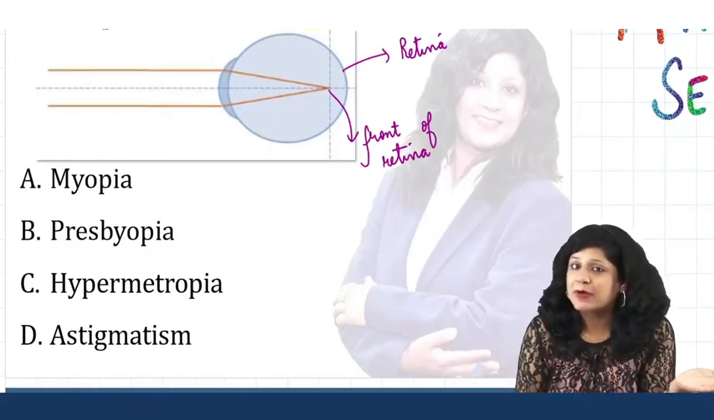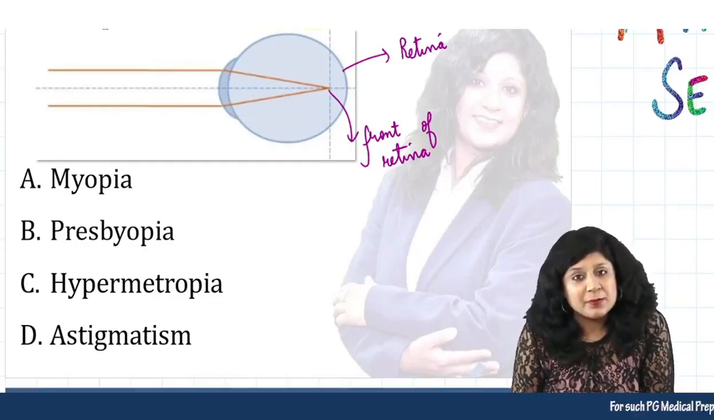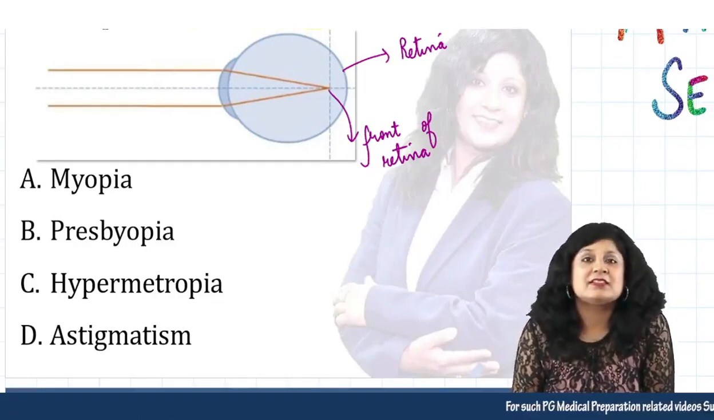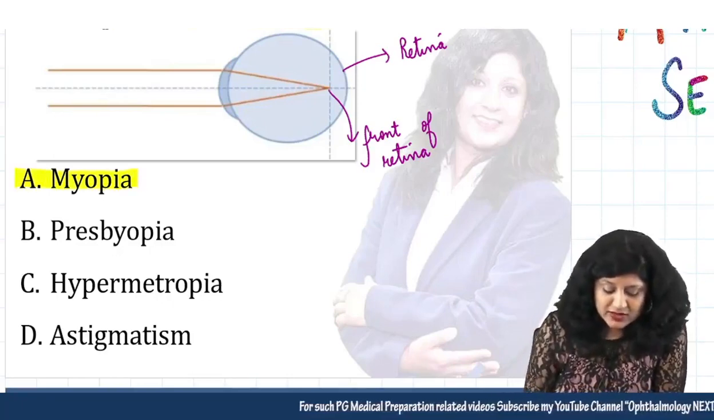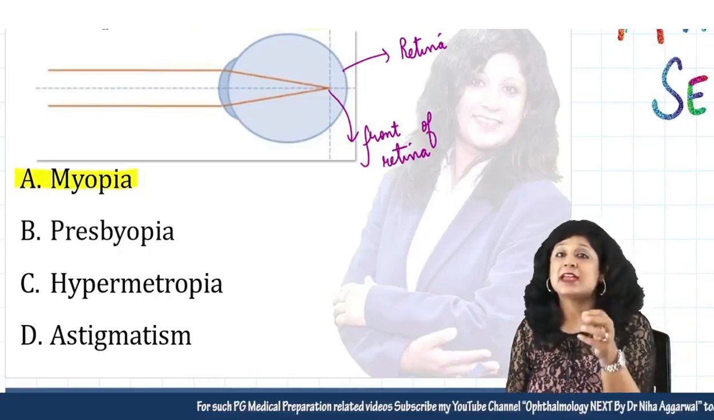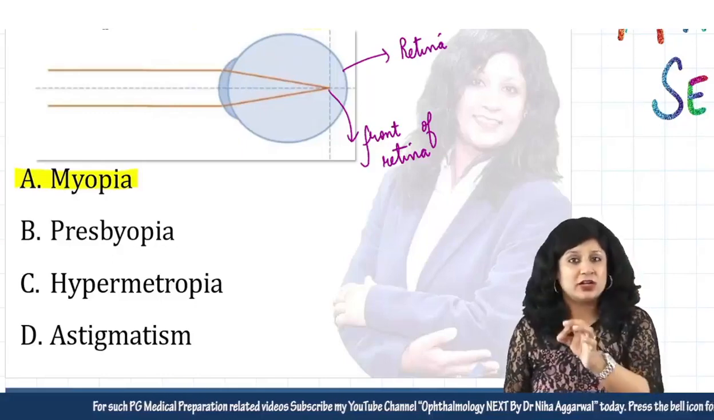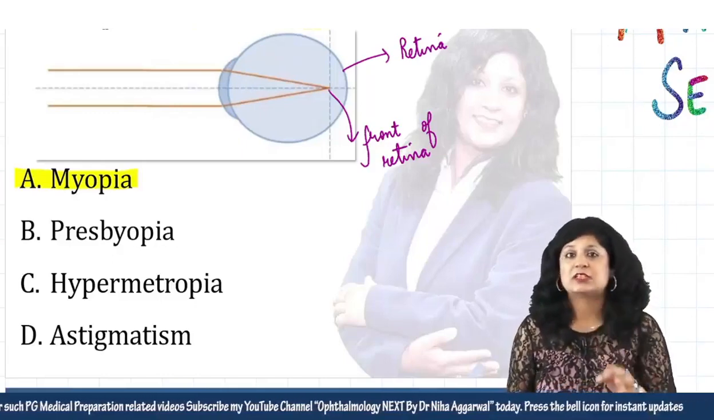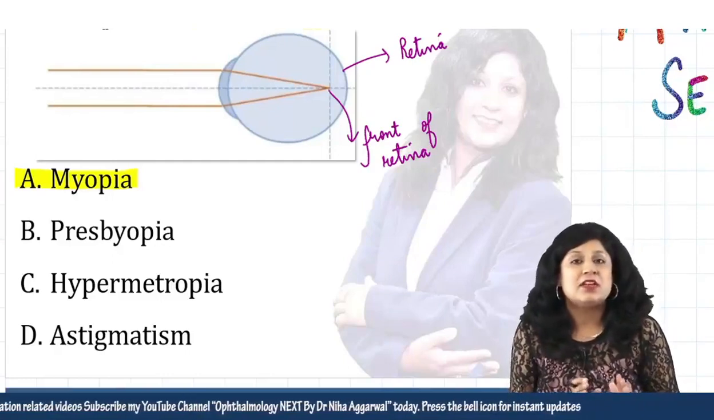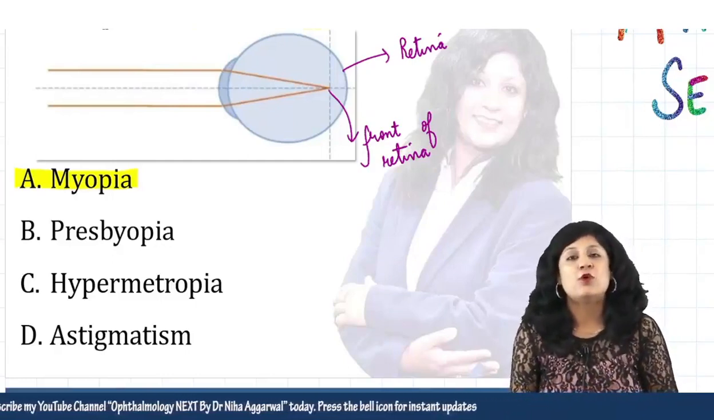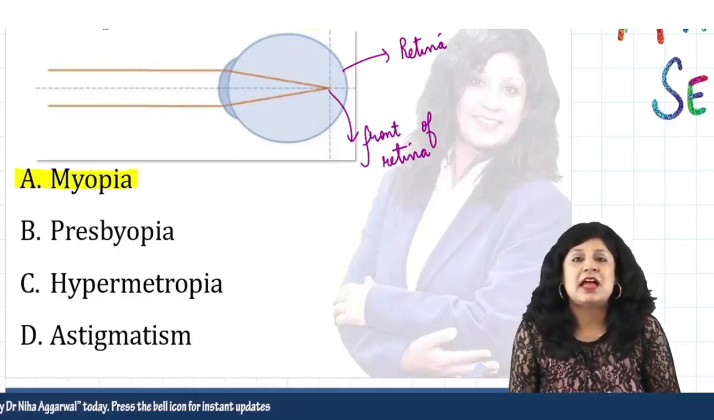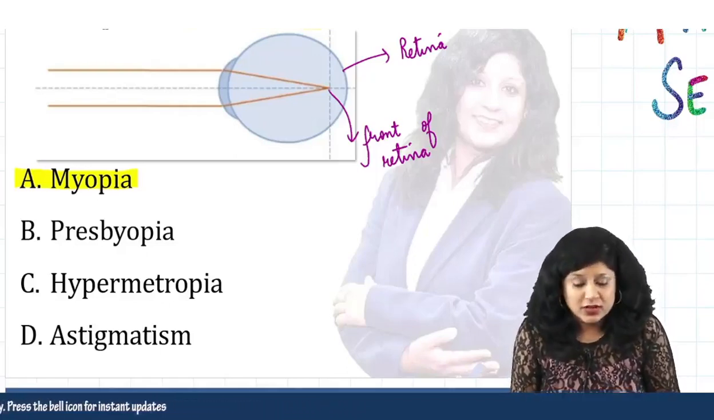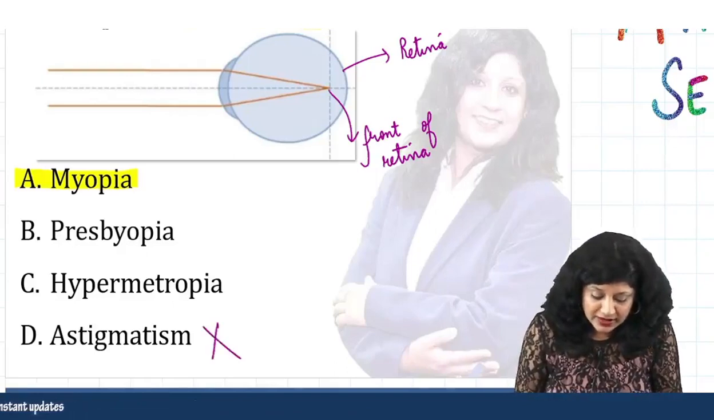So now look at the options: A, myopia; B, presbyopia; C, hypermetropia; and D, astigmatism. So the answer to this question will be myopia. There is no astigmatism because you are getting a point focus. The rays are coming to a point focus. In cases of astigmatism, the rays won't come to a point focus, rather they will form focal lines, and these focal lines are called the conoid of Sturm. So therefore this is not astigmatism.